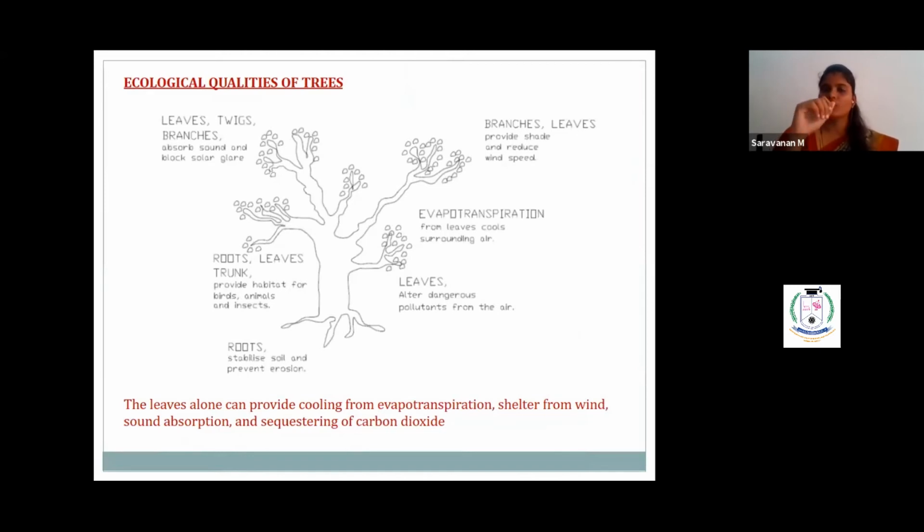These are the ecological qualities of trees. I'm just saying what is what, branches and leaves, what the components are and how they are used. The leaves absorb pollutants, and the roots prevent soil erosion. Roots, leaves, and trunks provide habitat for birds, animals, and insects. Leaves, twigs, and branches absorb sound and block solar glare. It also provides shade and reduces the wind speed.